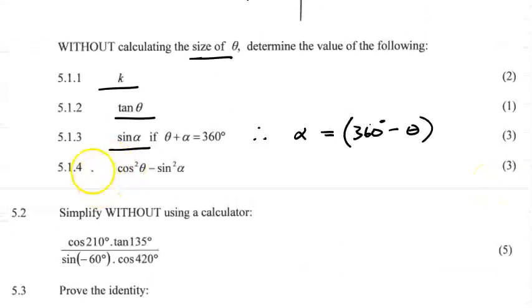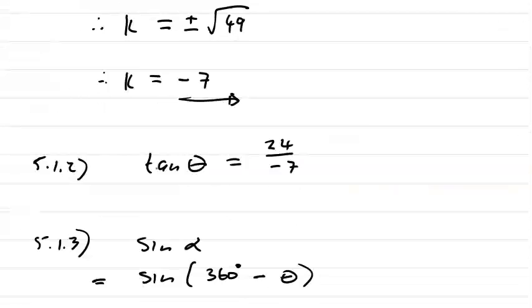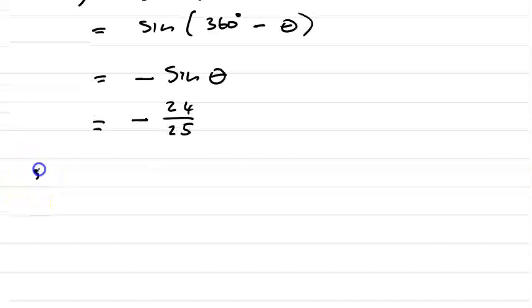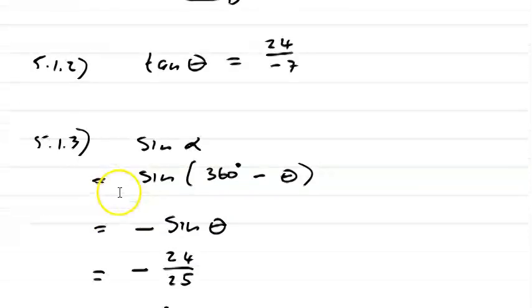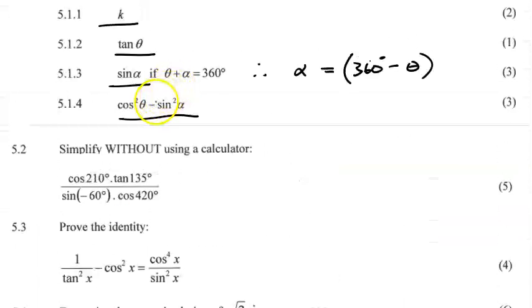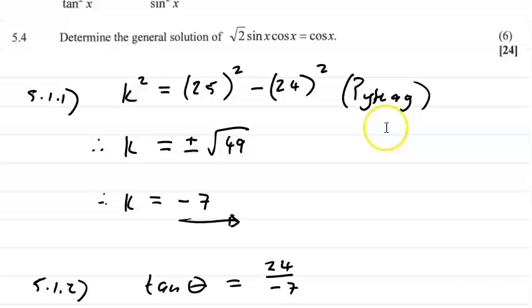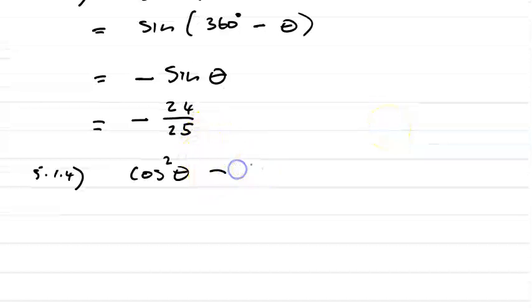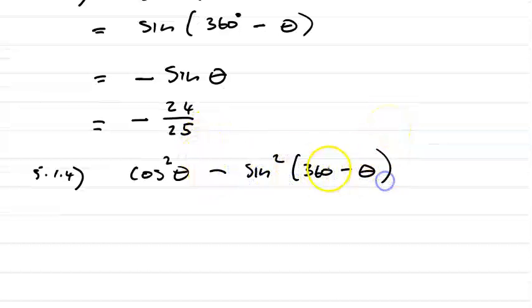The next question is 5.1.4: cos squared theta minus sine squared of alpha. Once again, they're giving us alpha here, and we know alpha is 360 minus theta. So let's write that down: cos squared theta minus sine squared of 360 minus theta, because alpha is 360 minus theta.